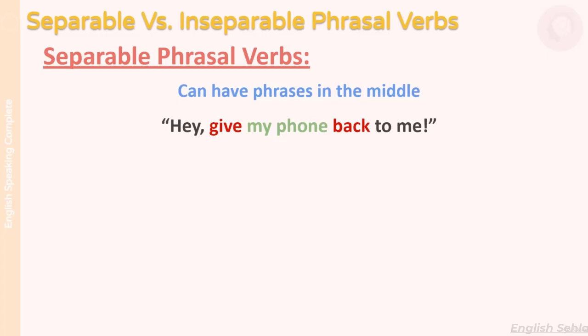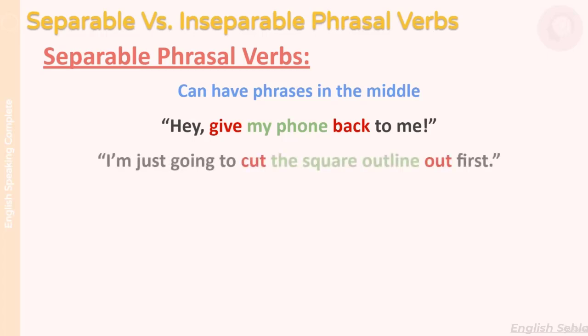Hey, give my phone back to me. In red, we have the phrasal verb give back, and we have some extra information in the middle. A really interesting use of a phrasal verb. Hey, give my phone back to me. I'm just going to cut the square outline out first. Again, in red, the phrasal verb. In green, our extra bit of information.